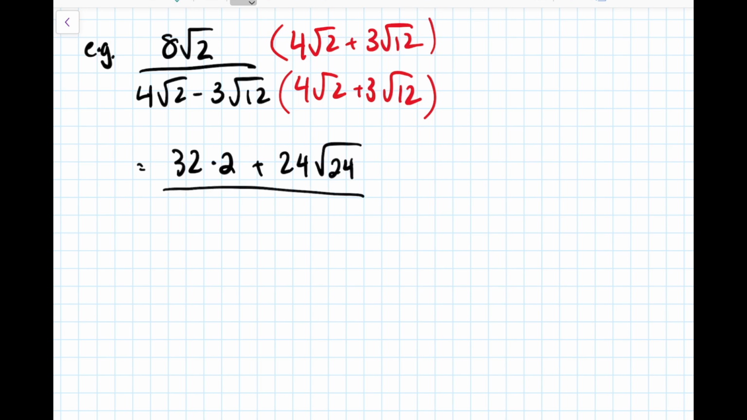On the bottom, 4 times 4 gets me 16. Root 2 times root 2 gets me 2. So really don't mess that up. I'll see a lot of people who will say, oh, okay, 4 times 4 is 4. But those aren't in a root, so they do get multiplied fully.